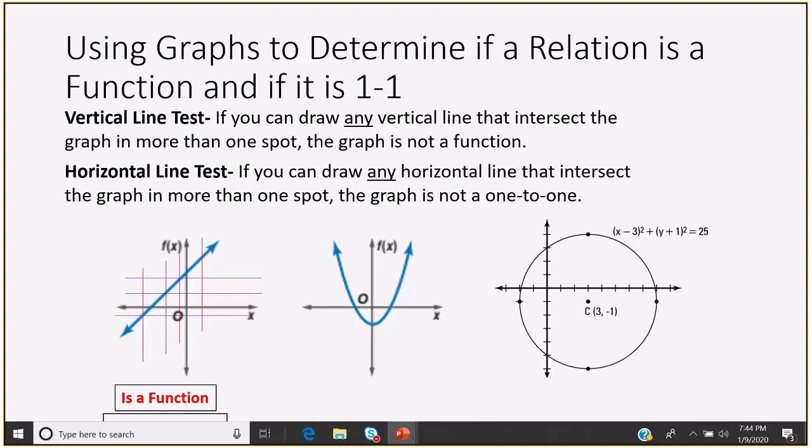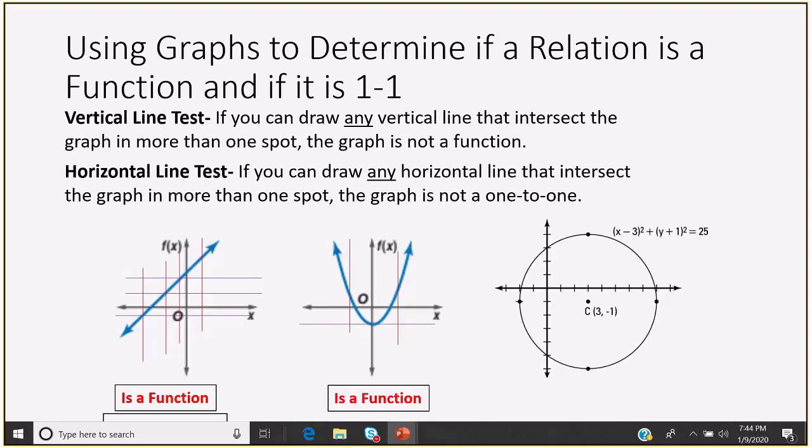Okay, second graph. Same type of thing. I draw a vertical line intersecting 1 point, draw another vertical line, intersects 1 point. You can play this game all day. There is no way that you can draw a vertical line that will intersect more than 1 point, so it is a function. But now let's go to the horizontal line game.